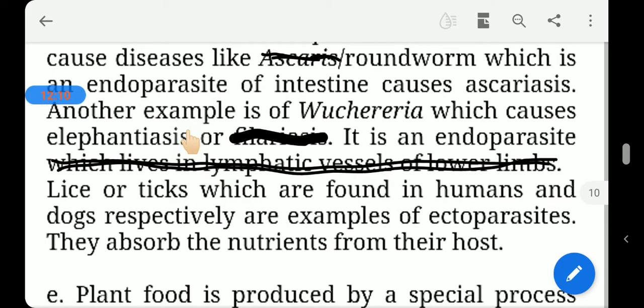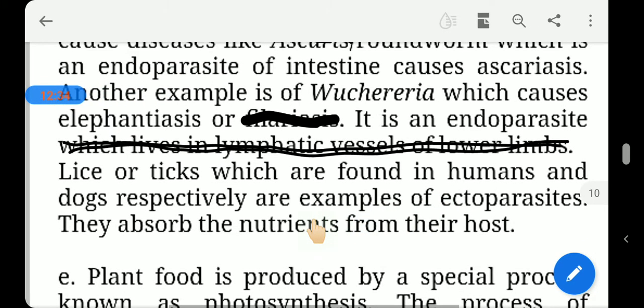Another example is Wuchereria, which causes elephantiasis. It is an endoparasite. Lice or ticks, which are found on humans and dogs respectively, are examples of ectoparasites. They absorb the nutrients from their host. Just remember from this, ectoparasites are on the body of the host and endoparasites are inside the body of the host.